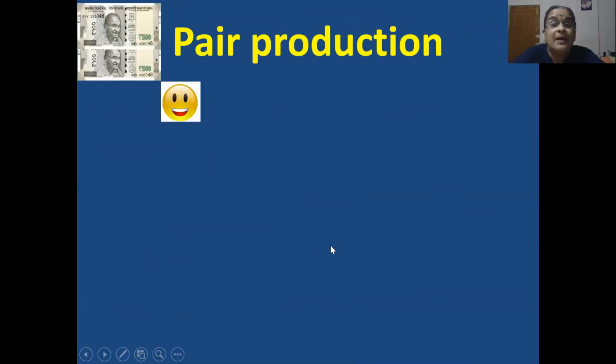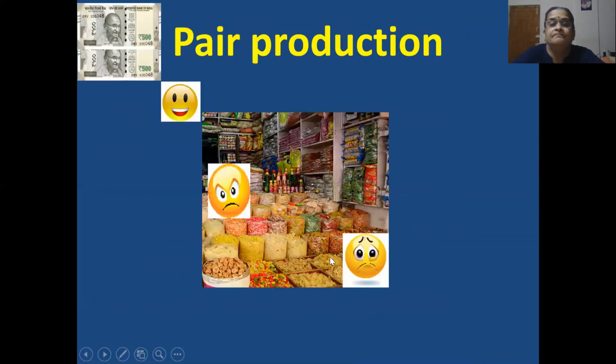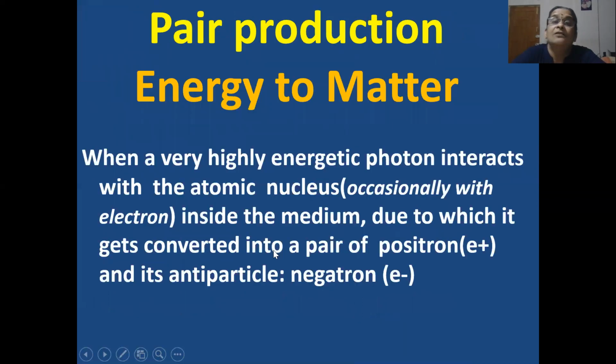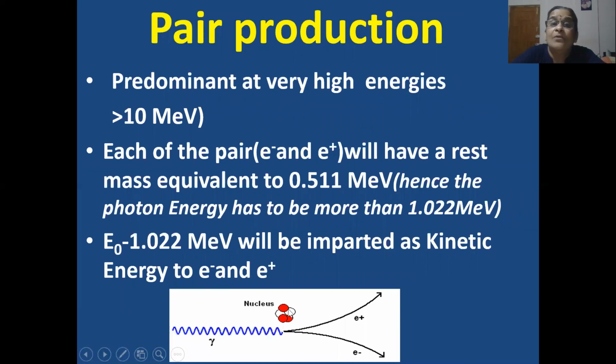Now, what is pair production? This is where energy gets transferred to matter when a very highly energetic photon interacts with the atomic nucleus, occasionally with an electron inside the medium, due to which it gets converted into a pair of a positron and its antiparticle negatron, e plus and e minus. It is predominant at very high energies, more than 10 mega electron volts.